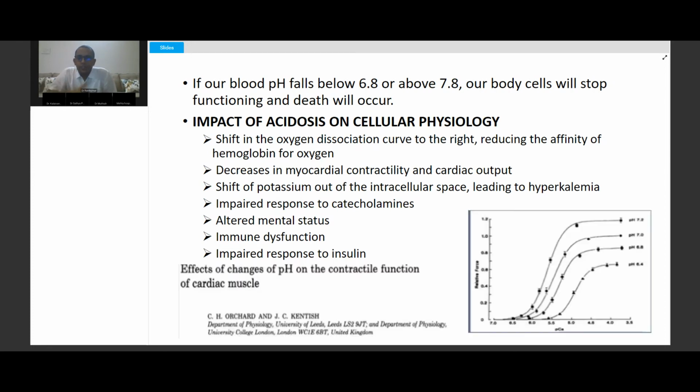This is a good graph which shows the relationship of the pH, or acidosis, to myocardial contractility. As you see there, as the pH decreases, your myocardial contractility also decreases.